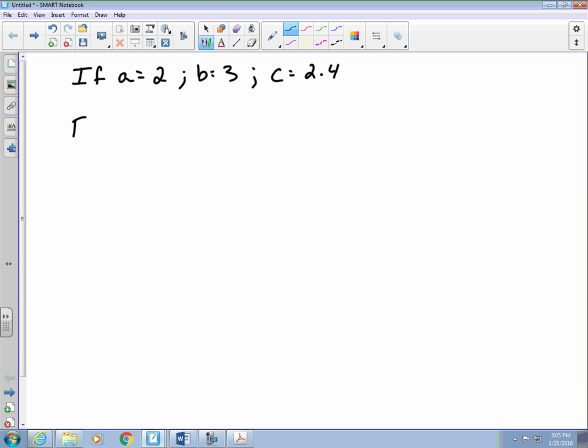If those are your variables, and I say, evaluate the expression, the direction is to evaluate. And the first expression in your SLO will be like this: A minus 2B plus 3C.